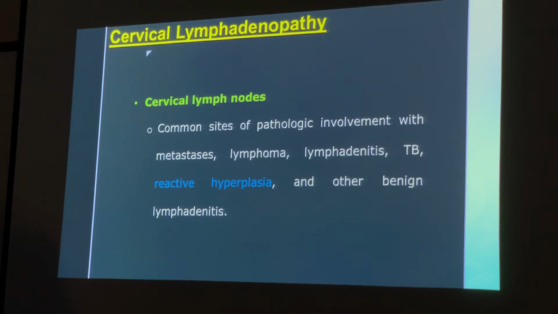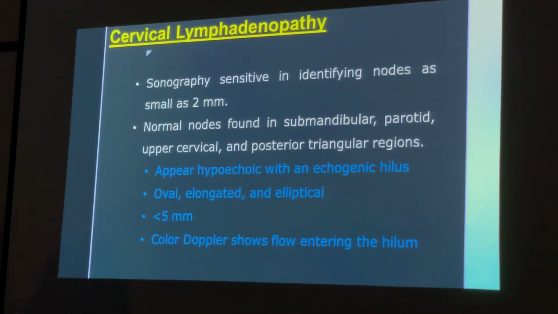So last thing up is cervical lymphadenopathy, or enlarged lymph nodes. Okay. Common sites for pathology. These are common sites for pathological involvement with NETs, lymphoma, lymphadenitis, TB, reactive hyperplasia, and other benign lymphadenitis. Okay. Sonography is sensitive for identifying nodes as small as 2 millimeters.